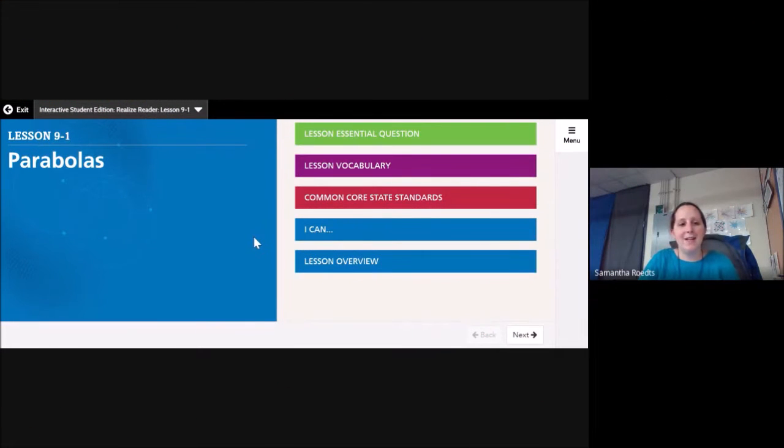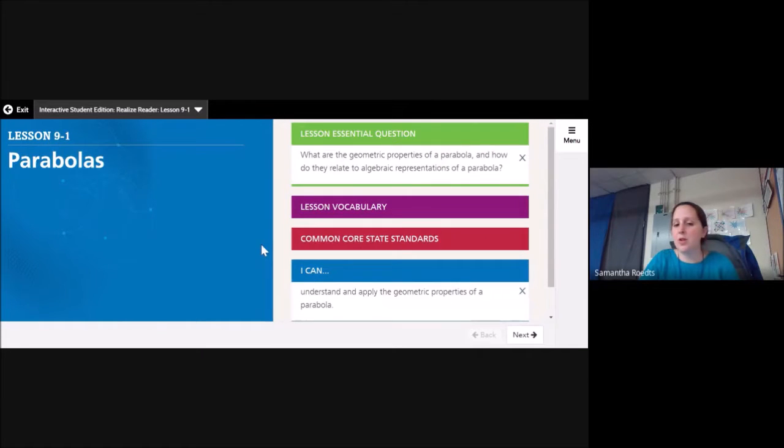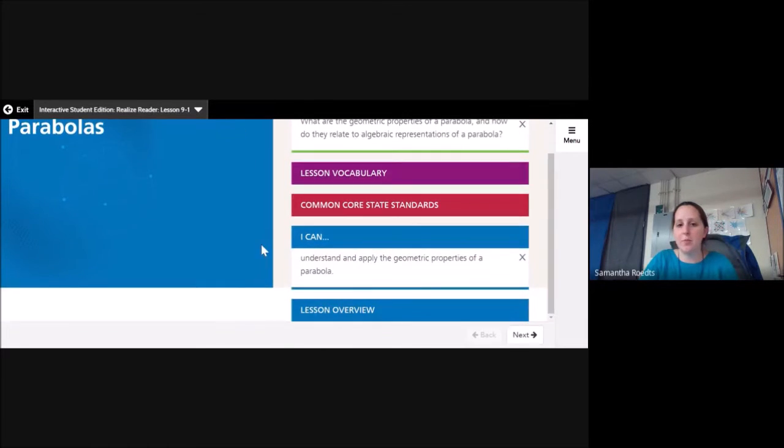Right, this is Unit 9, Lesson 1, Parabolas. Our lesson essential question is, what are the geometric properties of a parabola and how do they relate to algebraic representations of a parabola? At the end of this lesson, you'll be able to understand and apply the geometric properties of a parabola.